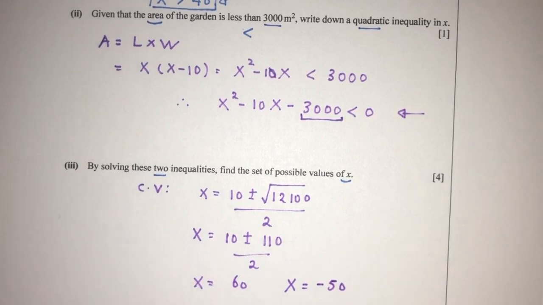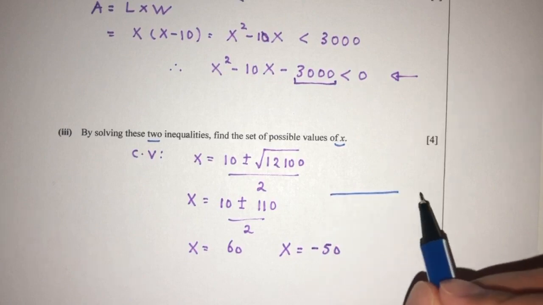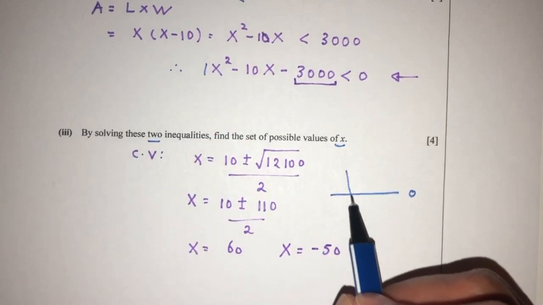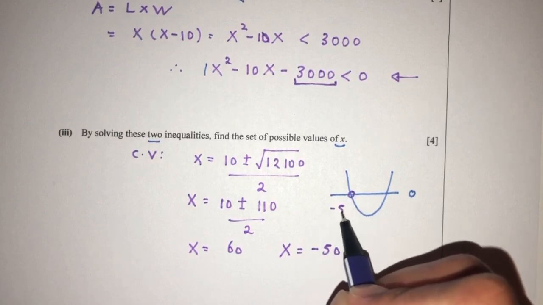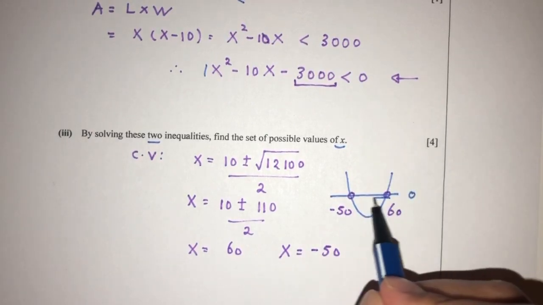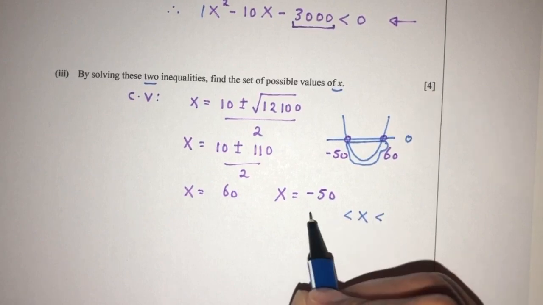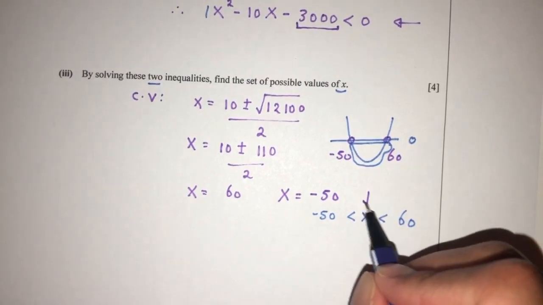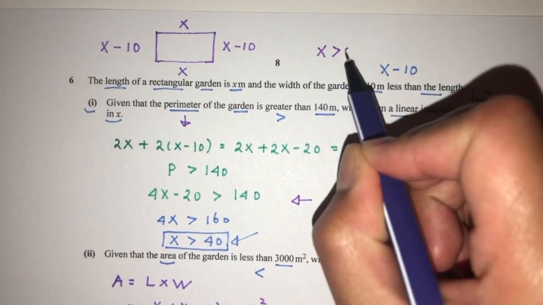Now these are the critical values of x, right? This is not your answer yet. We have to use the graph to find the values of x. This is the line 0. Because the coefficient is positive 1, it will have a shape like this, right? This is my value of minus 50, and this is the value of 60. Now as we can see, the value has to be less, so this will be the values here. So basically x has to be between minus 50 and 60. Now something we have to realize: what is x? x is the length, and the length cannot be negative, so the length always has to be positive.